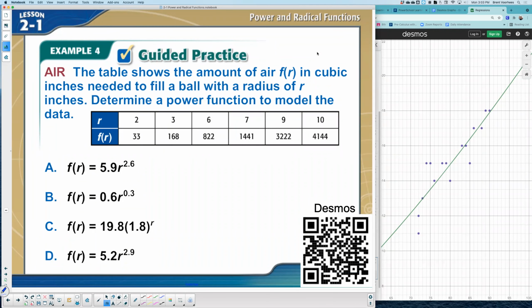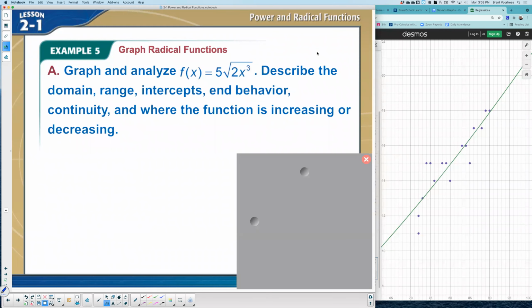All right, now let's take a look at example 5 here. It says graph and analyze 5 times the square root of 2x to the third power. Describe the domain, range, intercept behavior, all that stuff. We're going to take a look at that. Specifically, this time we're going to look at intercepts. So I'm going to cover up all this, and we will look at intercepts here in a moment.